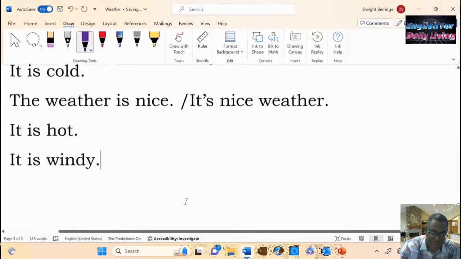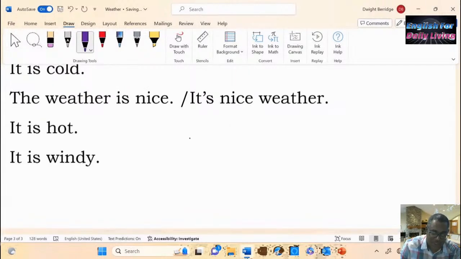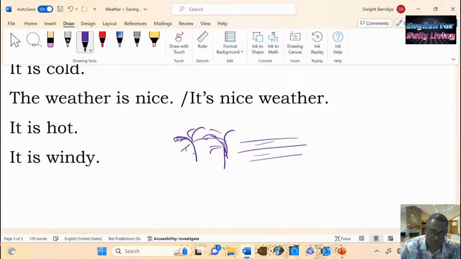Windy, right? It is windy. Let me see if I can depict that. So we have some trees and they're blowing in the wind. Okay, whoosh, whoosh, whoosh. The tree is blowing, paper blowing away and clothes on the line blowing, and it's windy. All right.